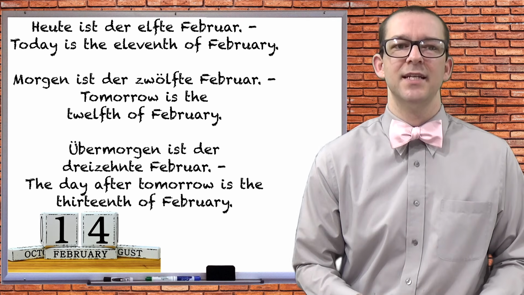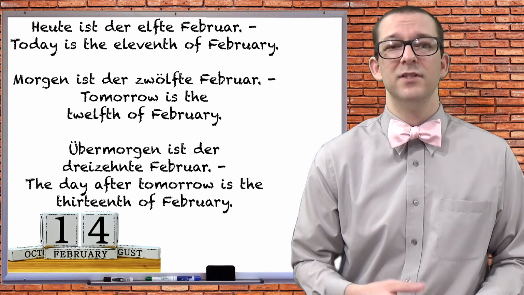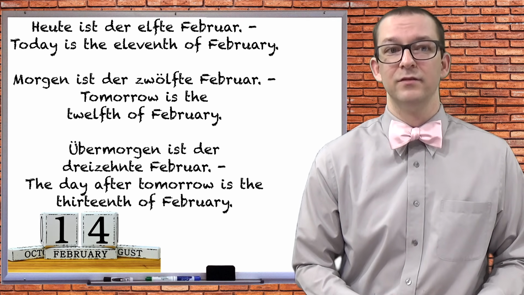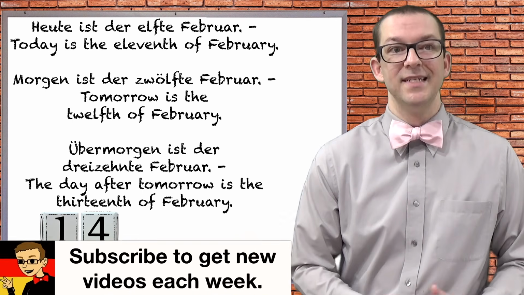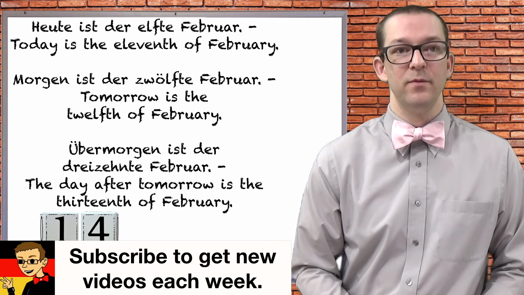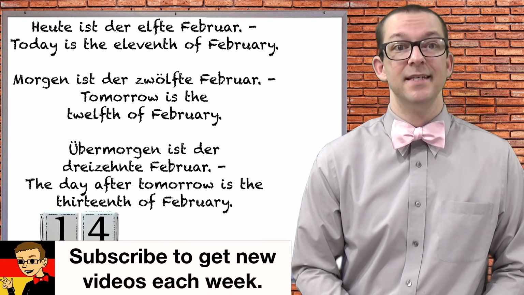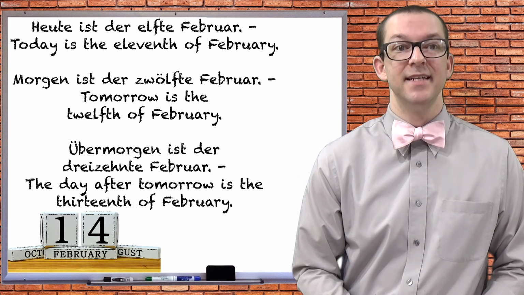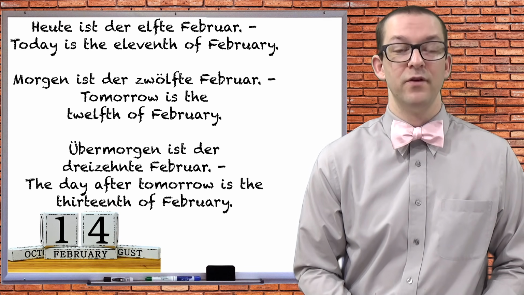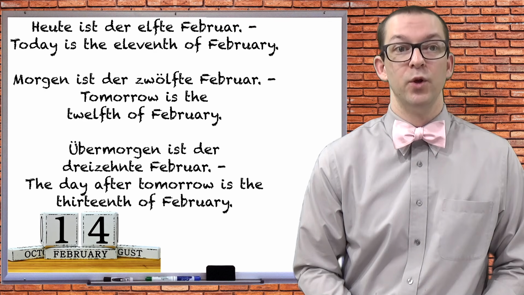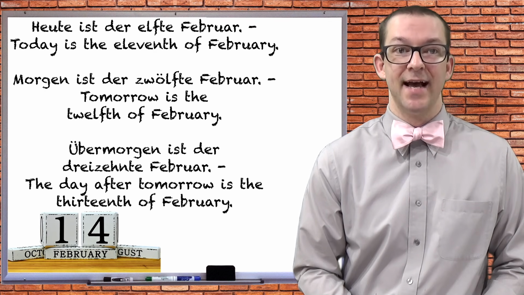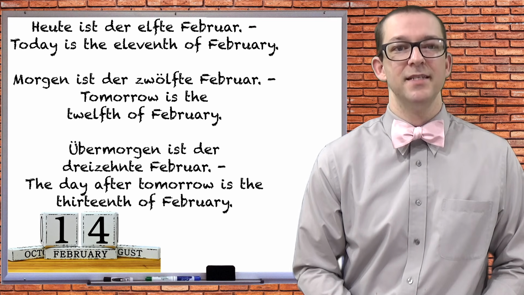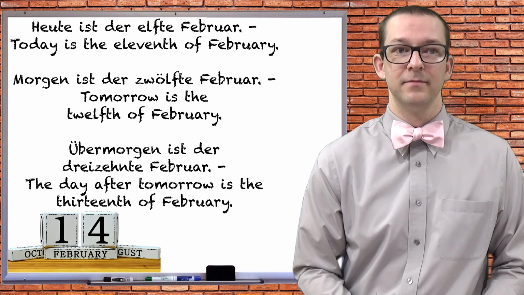If you want to say the date, you can form your sentence similarly to what you can in English. Keep in mind that the dates are masculine, so everything uses der or a variant thereof. For example, Heute ist der 11. Februar. Today is the 11th of February. Morgen ist der 12. Februar. Tomorrow is the 12th of February. Übermorgen ist der 13. Februar. The day after tomorrow is the 13th of February.